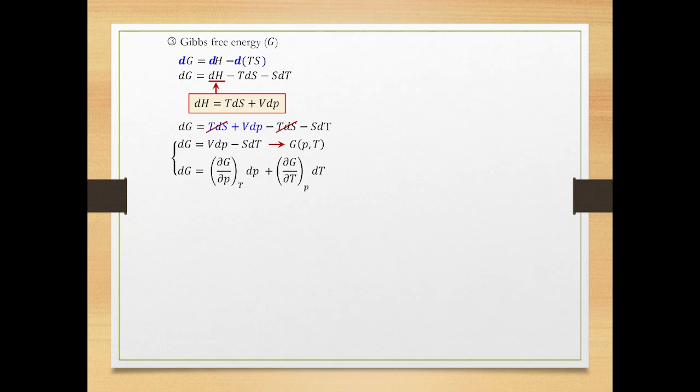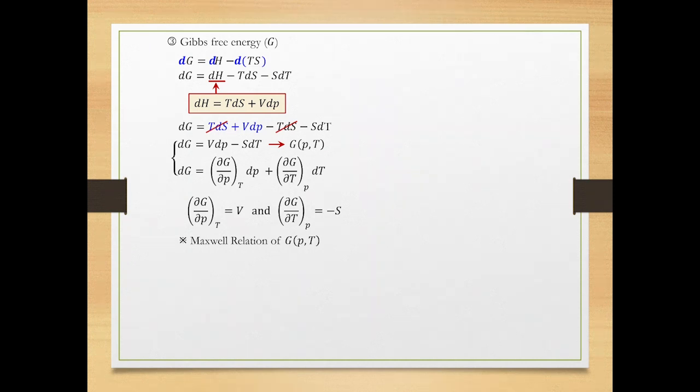Compare these two differentials. dP and dT are present in both equations, which implies that the partial derivative of G with respect to P is equal to V, and the partial derivative of G with respect to T is equal to negative S. Check the total differential of Gibbs free energy above. Take note that Gibbs free energy is a function of two independent variables, pressure and temperature.